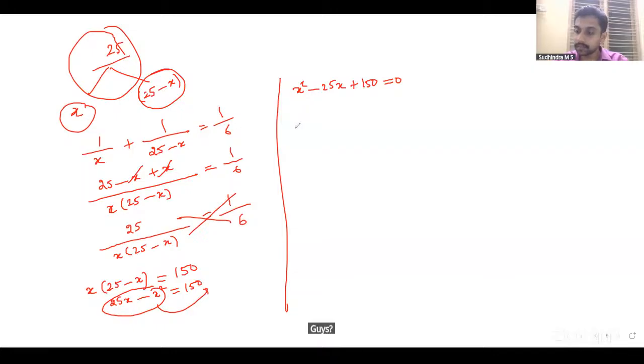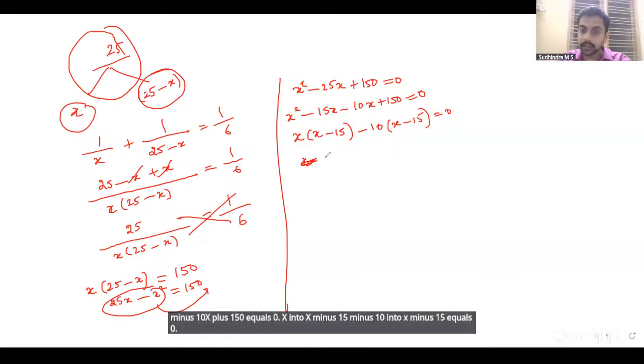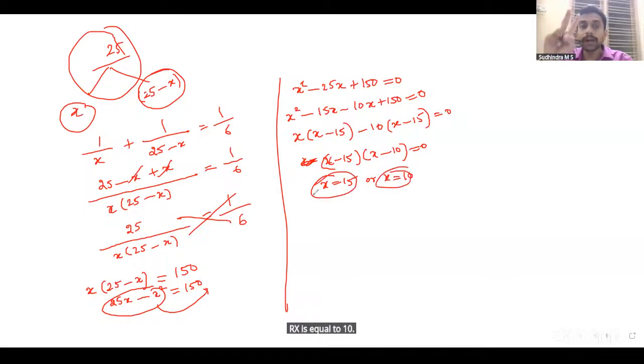Minus 15 and minus 10. Very good. x square minus 15x minus 10x plus 150 equals 0. x into x minus 15 minus 10 into x minus 15 equals 0. I'll take x minus 15 common. x minus 15 into x minus 10 equals 0. So we get x is equal to 15 or x is equal to 10. So the two parts are 15 and 10.